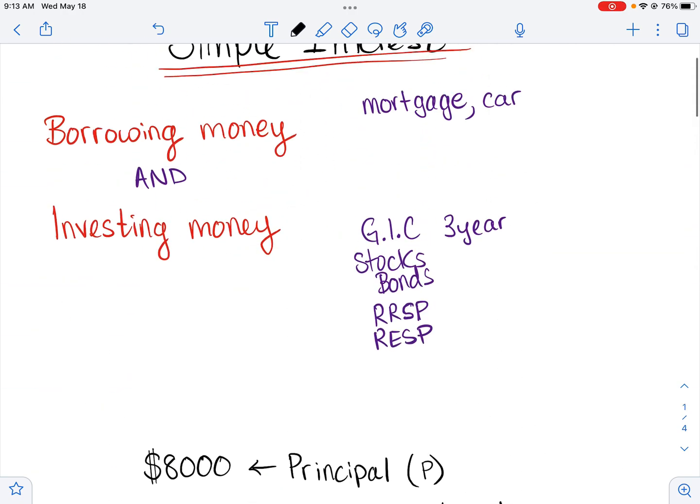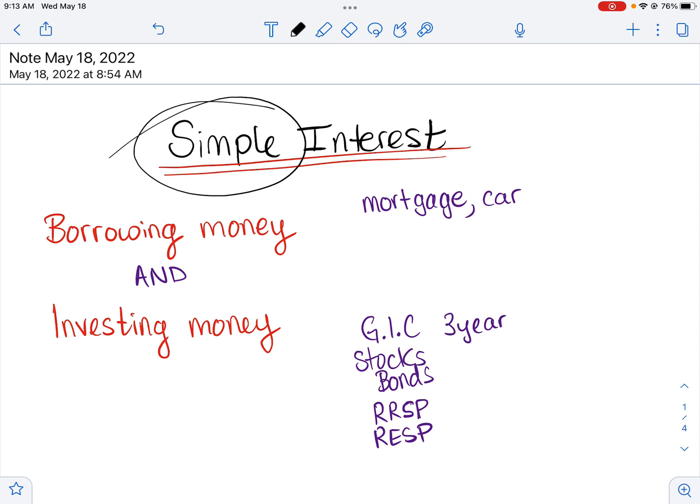And this is just simple interest. There's actually another type of interest called compound interest, which we'll do next.